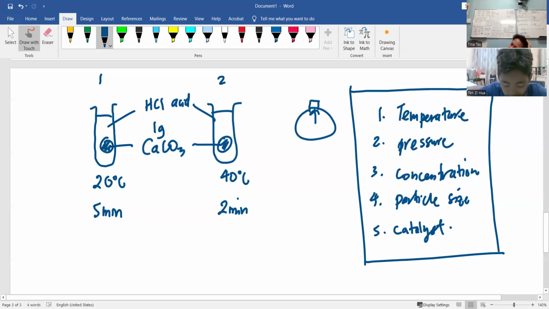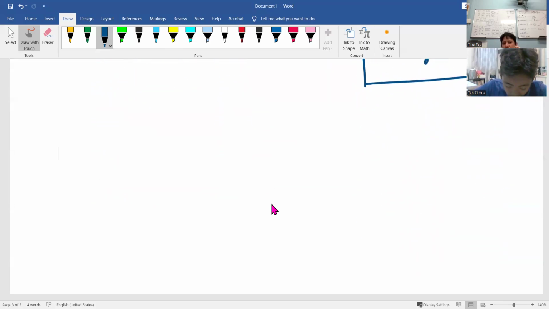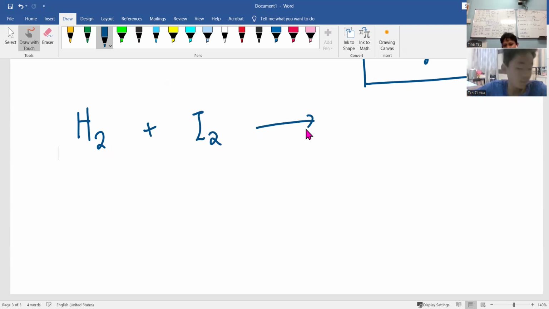Okay. Catalyst, you know what's a catalyst? Catalyst is a substance that increases the rate of reaction, but it doesn't get changed itself. So anytime you add a catalyst, it increases the rate. Okay. All right. So now we're going to talk about one experiment at a time, one reaction at a time. Let's look at this.